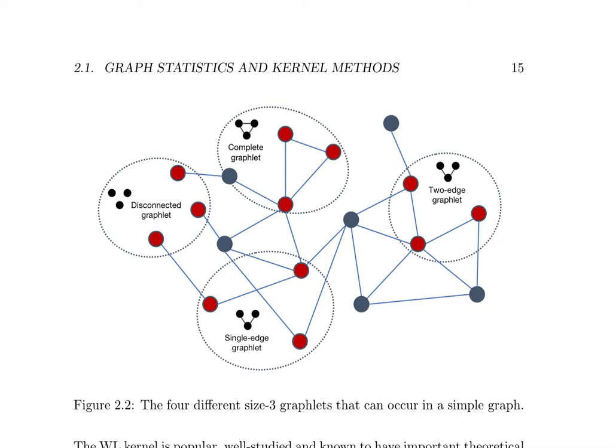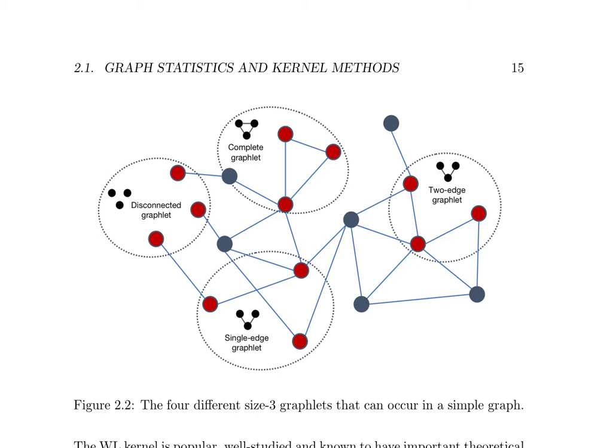The other type of approach for building graph level features is looking at the graphlets. In this example, you can see the two-edge graphlet, the complete graphlet, the disconnected graphlet, and a single edge graphlet. You can then count these in the graph and come up with some aggregate features based on these.